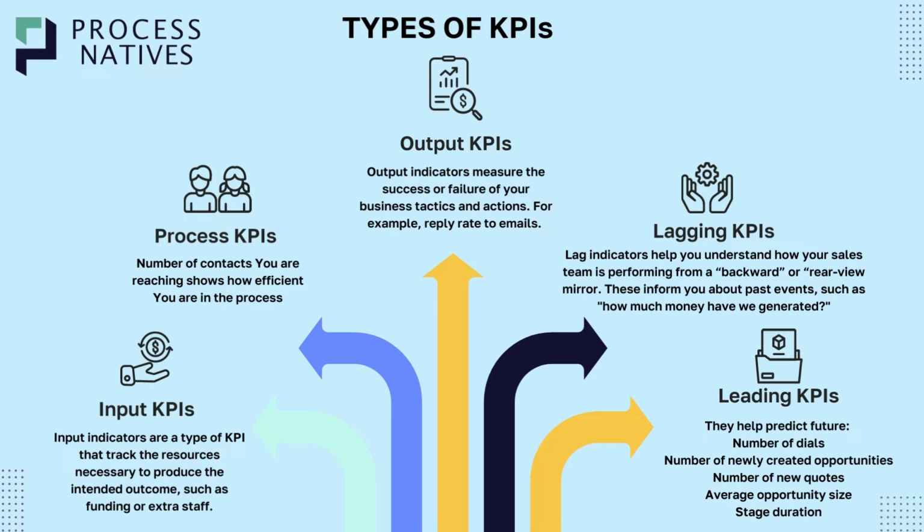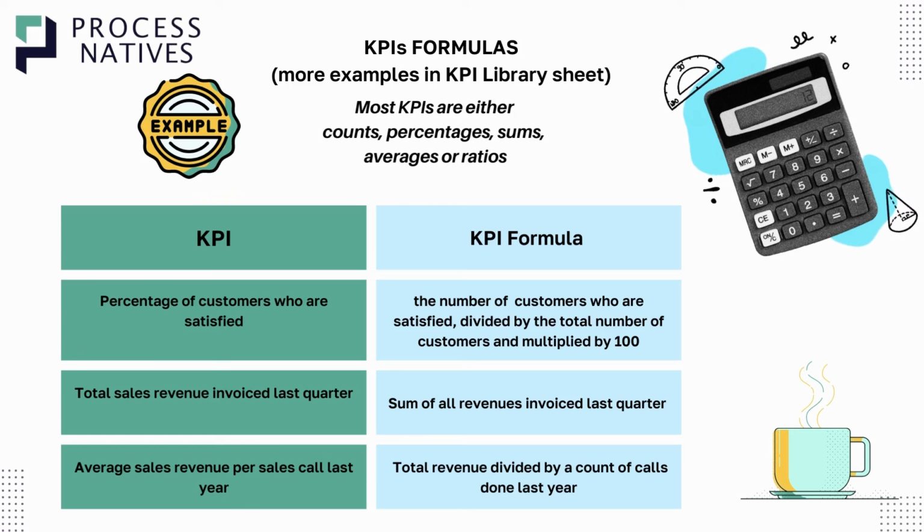In this project, you will mainly be focusing on output KPIs as they measure success or failure of your business tactics and actions. For example, a reply rate to emails. Now, let's discuss deeper how to come up with KPI formula when you know the KPI. You see the example here. Again, I want to remind you that most KPIs are either counts, percentages, sums, averages, or ratios.